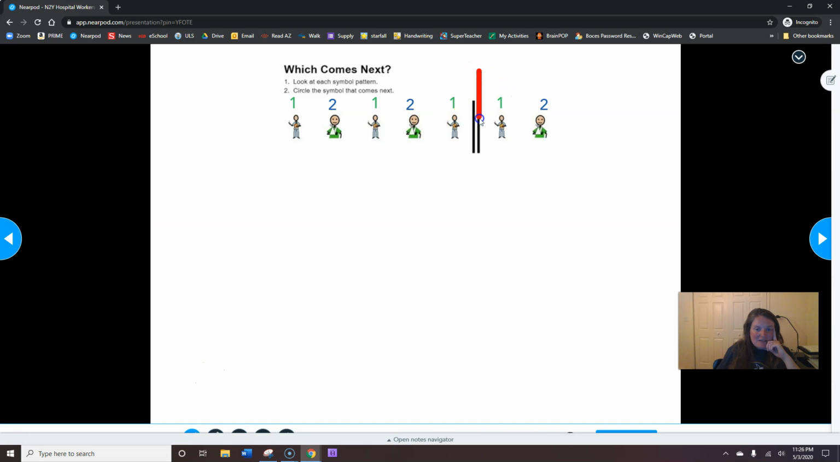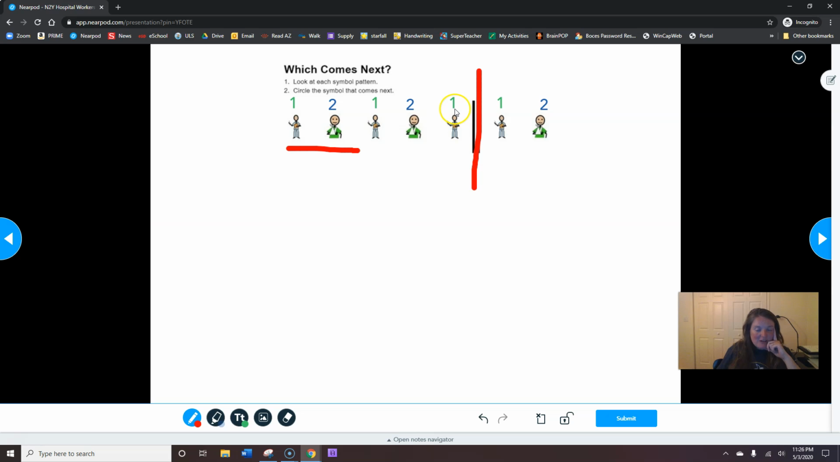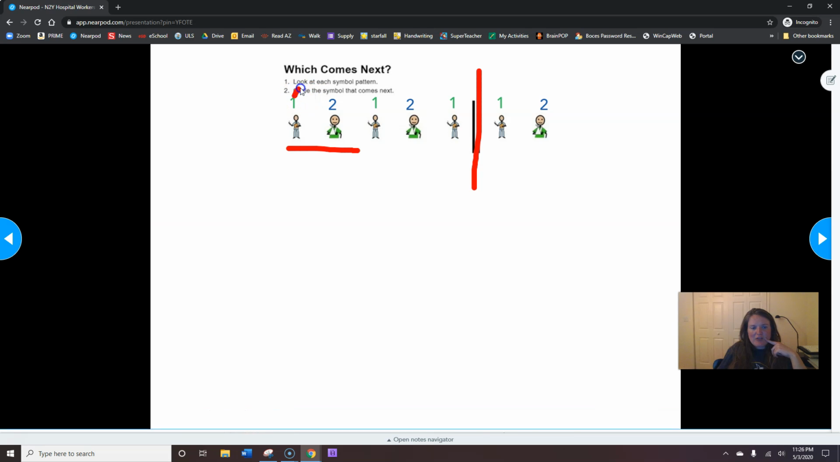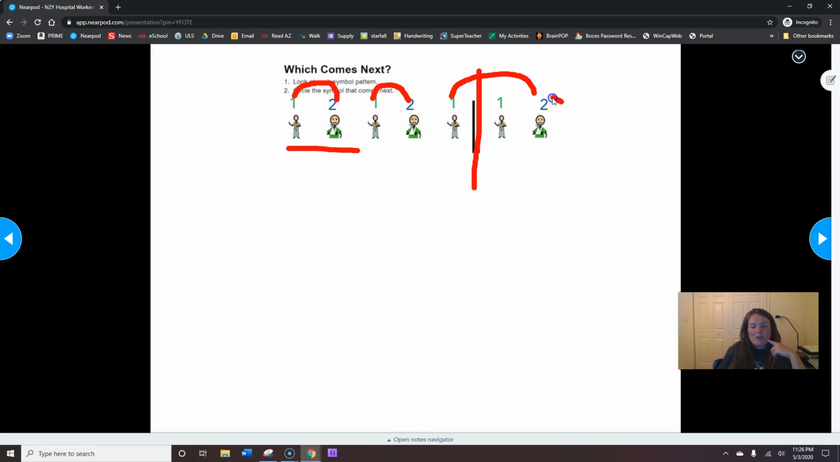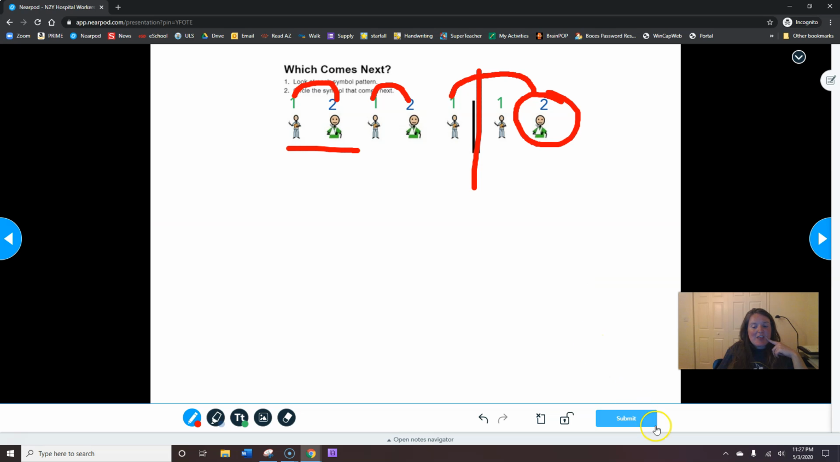So our pattern is first 1, then 2. First 1, then 2. First 1, then what comes next? I'm going to say the pattern up to the red line. 1, 2, 1, 2, 1. Now I want you to join. Ready? 1, 2, 1, 2, 1. What comes after 1? Oh, look, after 1 we go to 2. So we're going to circle hurt. I circled 2, you circled 2, then hit submit.